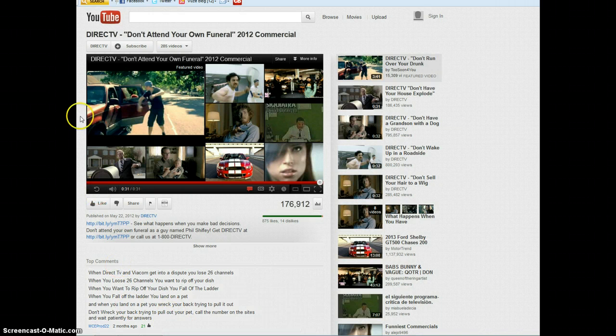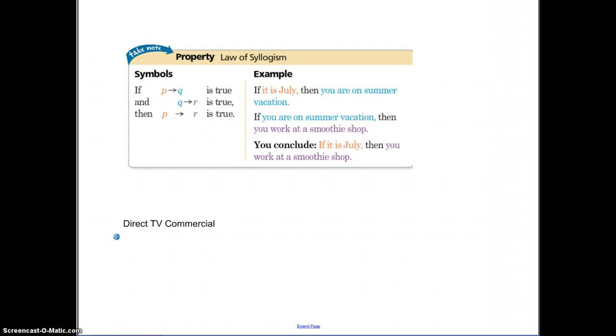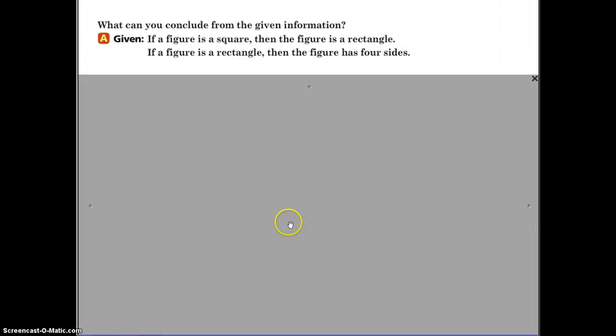Okay, so that's just a cute example of how you can use your law of syllogism. So let's look at some that have to do with our math. If a figure is a square, then the figure is a rectangle. If the figure is a rectangle, then the figure has 4 sides.